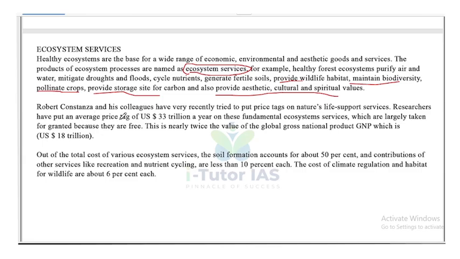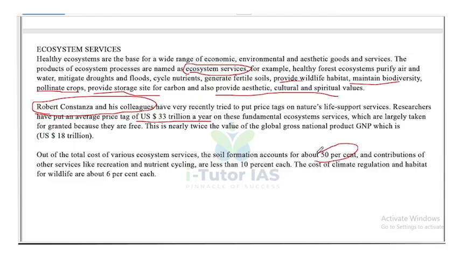Robert Constanza and his colleagues, so this is an important name, have recently tried to put a price tag on nature's life support services. Researchers have put an average price tag of $33 trillion a year on these fundamental ecosystem services, which are largely taken for granted because they are free. This is twice the value of global gross national product, which is $18 trillion. Out of the total cost of various ecosystem services, soil formation accounts for 50%.